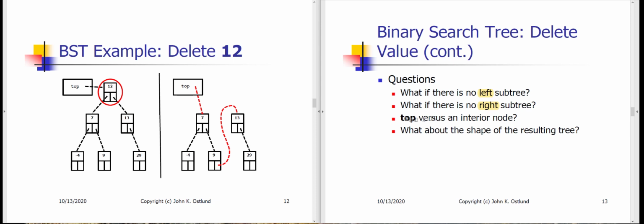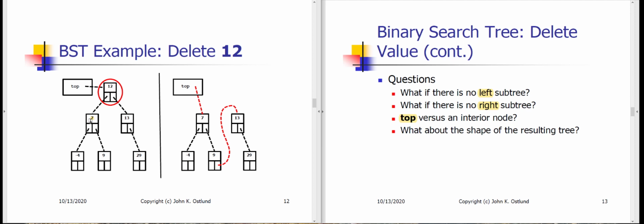Now, we've looked at an example where top was referring to the node that we wanted to delete. But what if we start out with this binary search tree here with 12 at the top, 7, minus 4, and 9 to its left, 13 and 29 to its right. And what if we say we want to delete, instead of the 12, the 7 instead? Okay, so 7 is an interior node. Now what do we do?